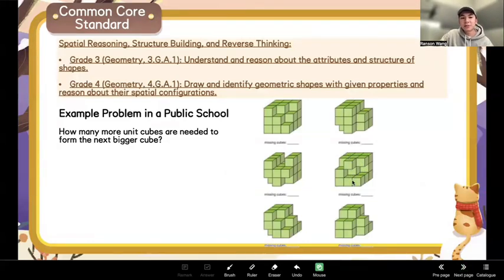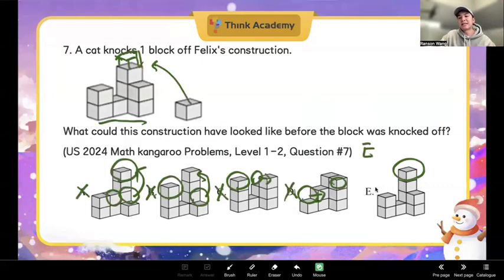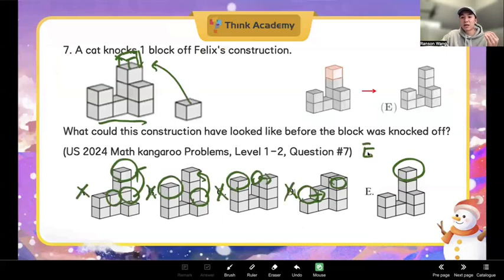And in public school, it will have you look at those complicated three-dimensional things and count how many cubes are missing. So this is exactly the same spatial thinking that we want to test in the Math Kangaroo question, the seventh question here. Taking the Math Kangaroo will definitely strengthen our students' spatial thinking, which will build the foundation for some complicated three-dimensional shapes in the MCA.